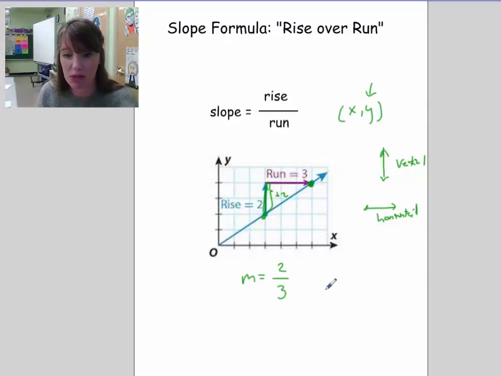And remember, we just leave it as a fraction. We don't try to turn this into a decimal, or in this case, it wouldn't be a mixed number, but we leave it as a reduced fraction. If I had 4 over 6, I would reduce it to 2/3, but that's as far as I would go.